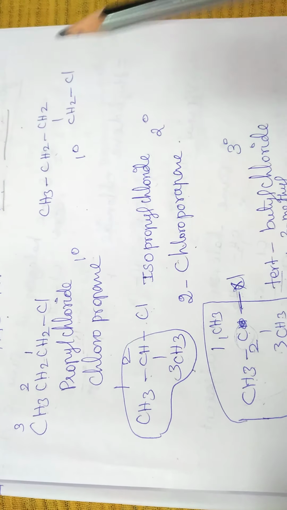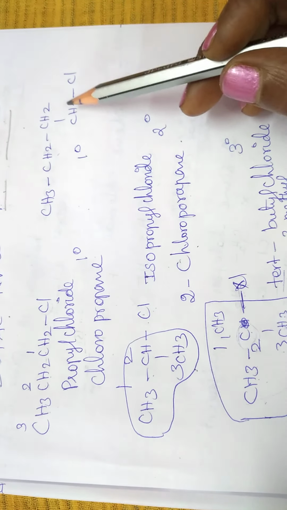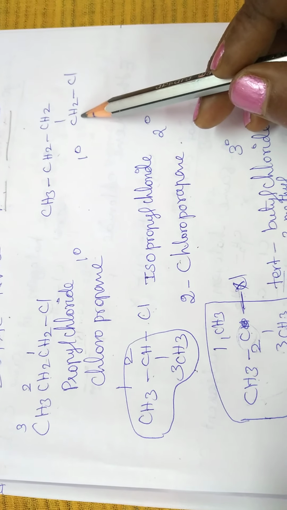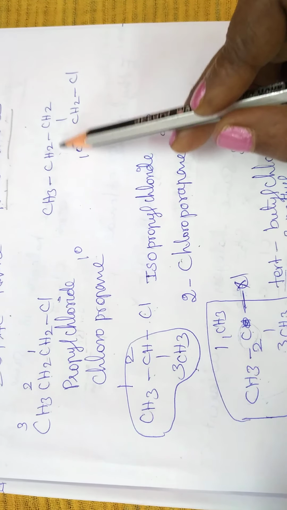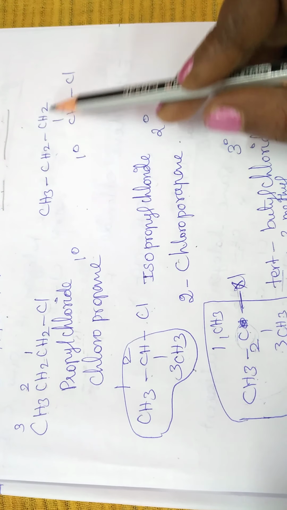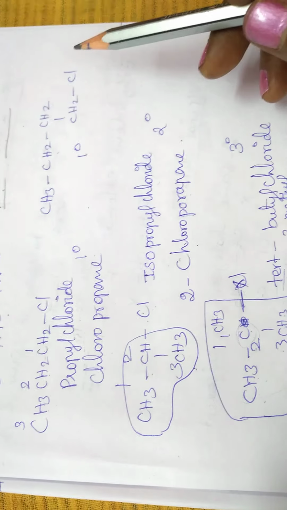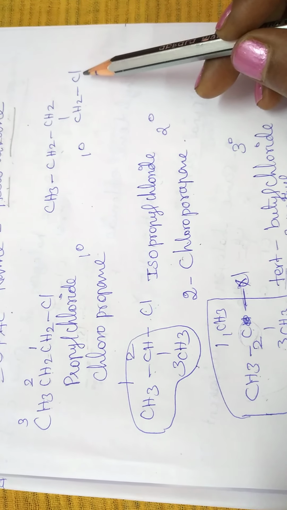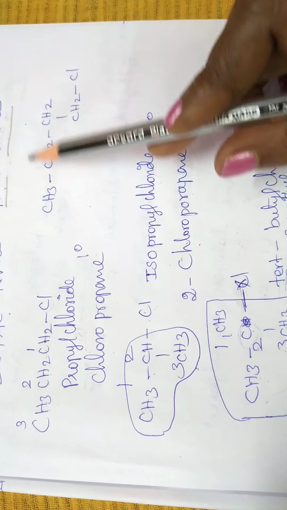So it is primary. Let me come to this one: 1, 2, 3, 4. So we can say it is butyl. 4 means it is butyl. Butyl chloride. YL comes, that means it is a common name. IUPAC means first we should give the halogen. So first we have to say halogen, so chlorobutane.